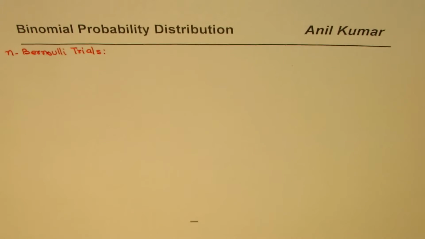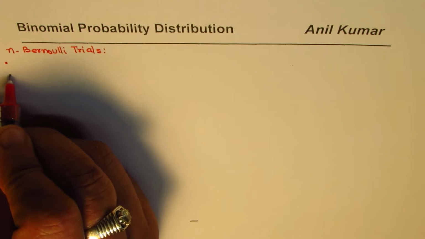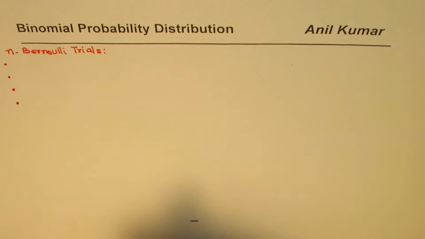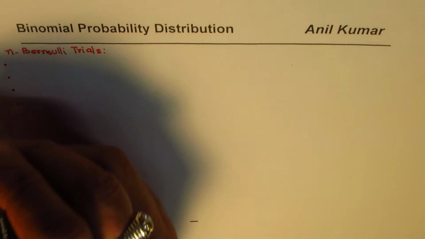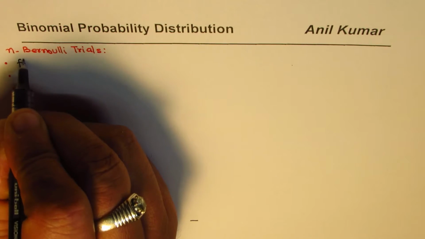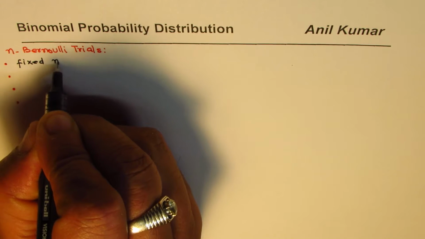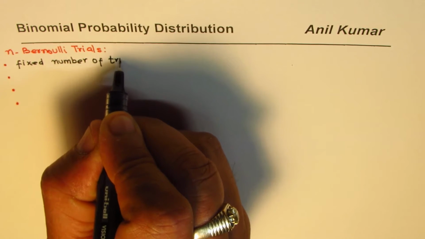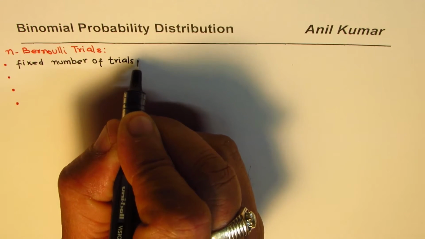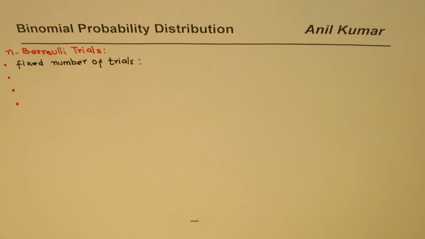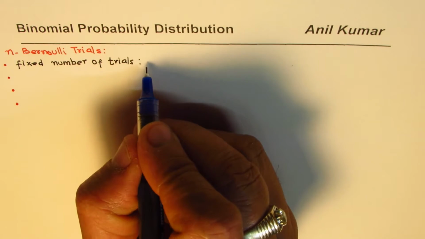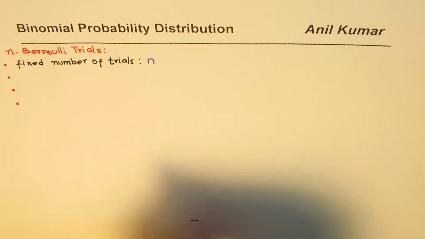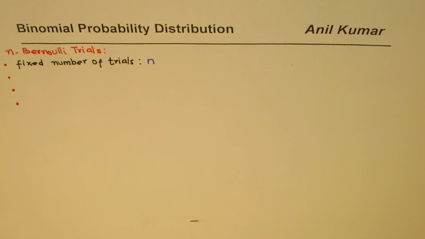Now, when we say Bernoulli trials, what do we mean? We mean four things. Let me summarize these things as we move along. The first one is that we always have a fixed number of trials. So that means we have a finite number of trials. We define a variable for this fixed number of trials, and we call it a parameter n.